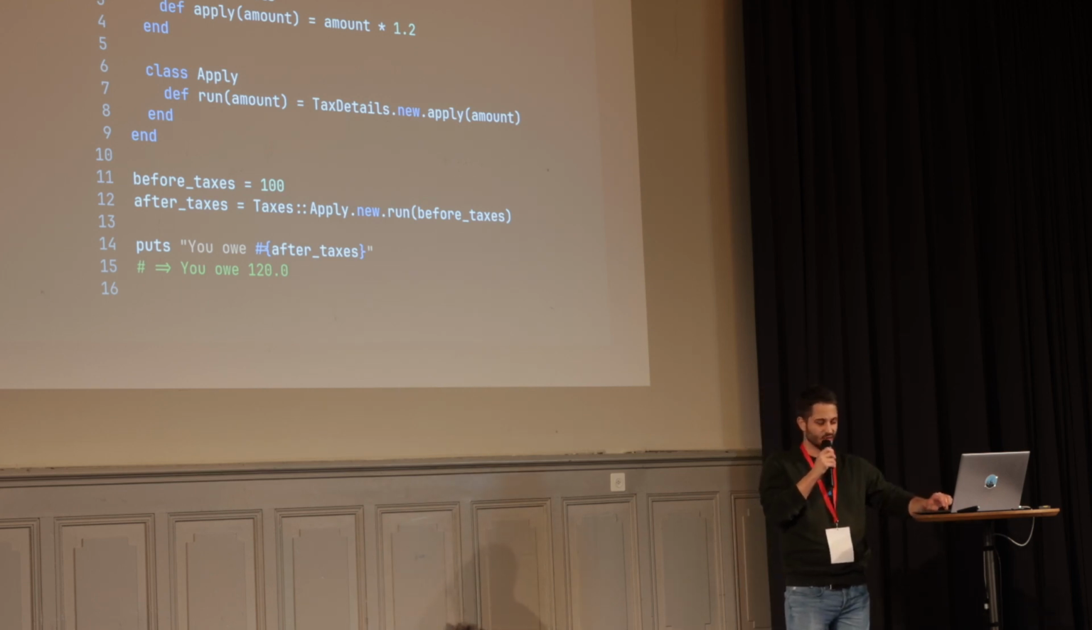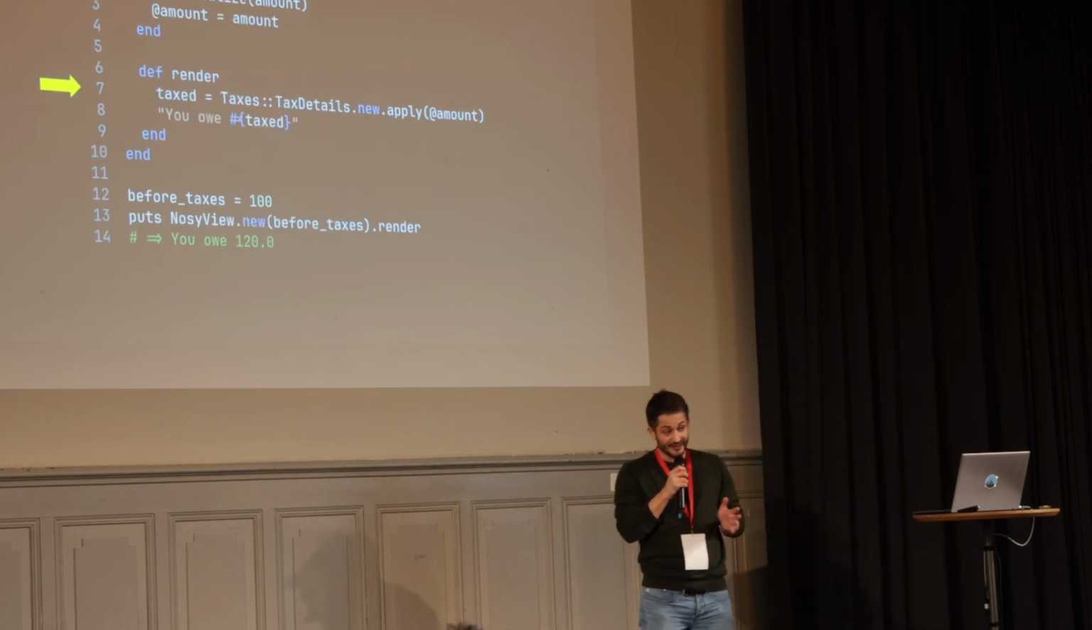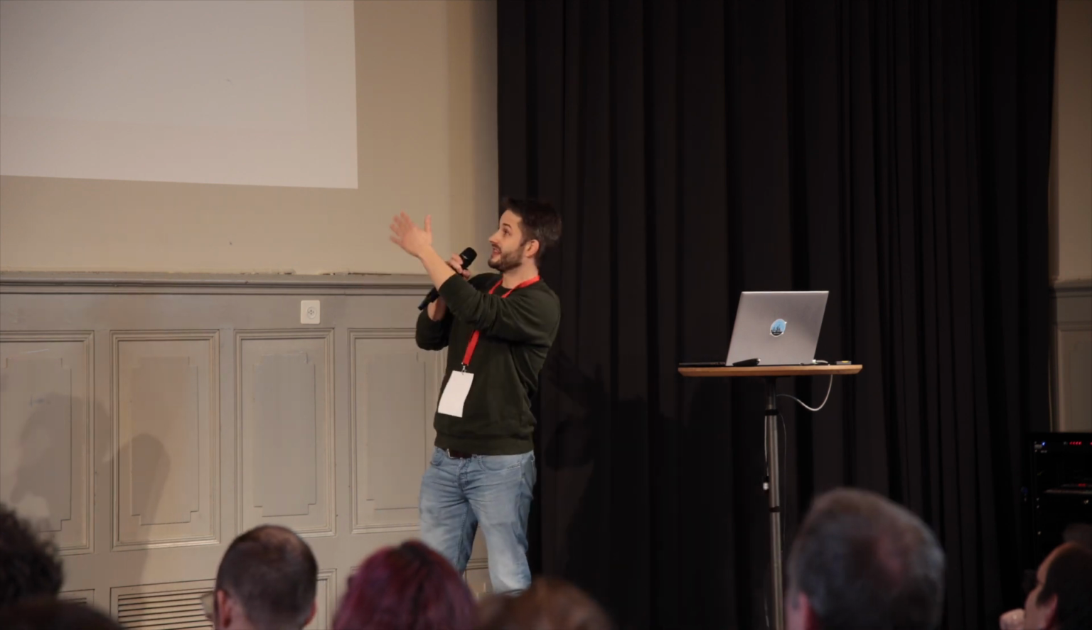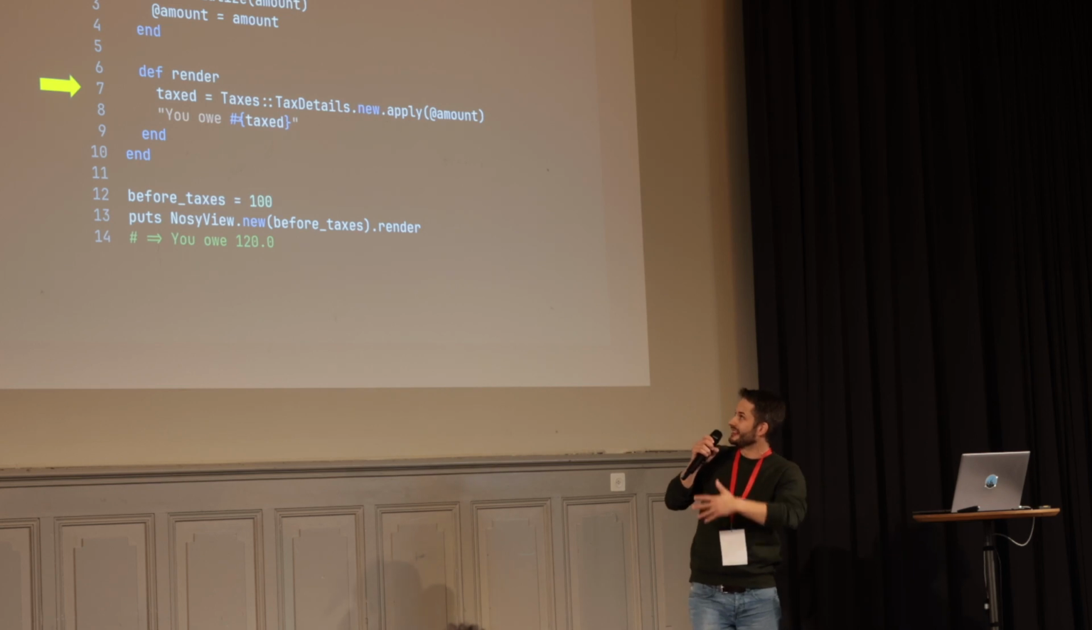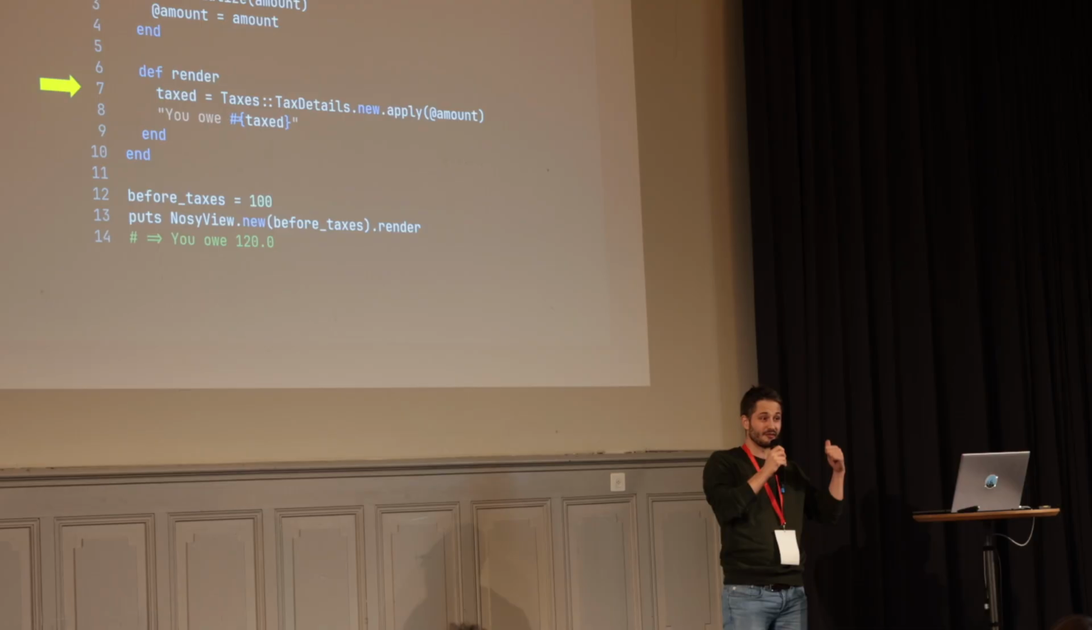Sometime later, someone comes along and writes this view. Have a look at where the arrow points. What they do is they use the Details class, the one that's supposed to be internal. That's not what we want. What happens here is this view now couples to TaxDetails. So if we go back to the taxes module and we refactor something there, we might break the view and we might have to fix it.